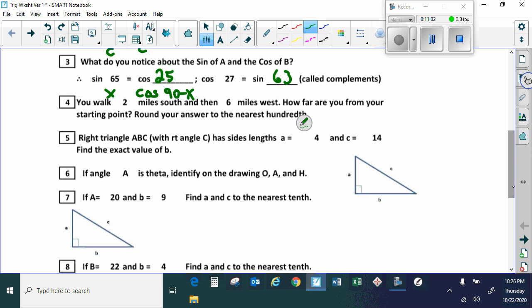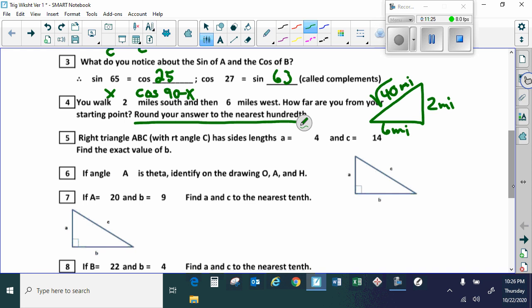All right, you draw yourself a triangle. You walk 2 miles south, directly south, then 6 miles west. 2 miles, 6 miles. It says, how far are you from your starting point? So that's just the Pythagorean theorem. It's 36 plus 4 is 40, square root of 40, therefore. Miles, that's the exact answer. Let's just round your answer to the nearest hundredth.